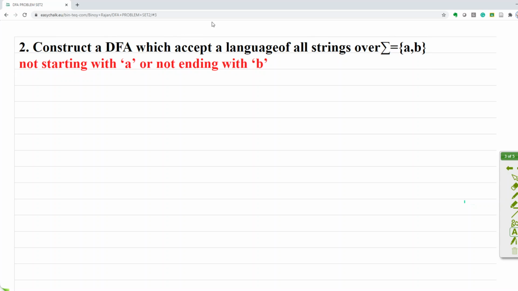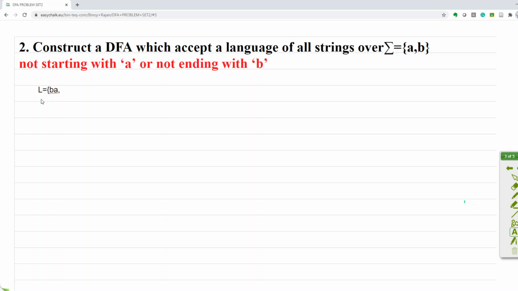So the next question was: construct a DFA which accepts a language of all strings over the alphabet sigma {a, b}, and here the condition is not starting with A or not ending with B. So same language set, we will construct the same language set. So L is equal to the set of strings not starting with A or not ending with B. So 2 is the minimum length.